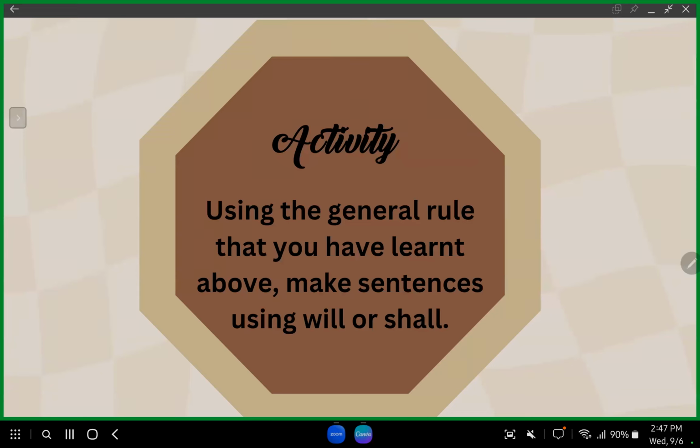We shall go to school tomorrow. I shall go to the market tomorrow. They will dig tomorrow. Thank you so much.